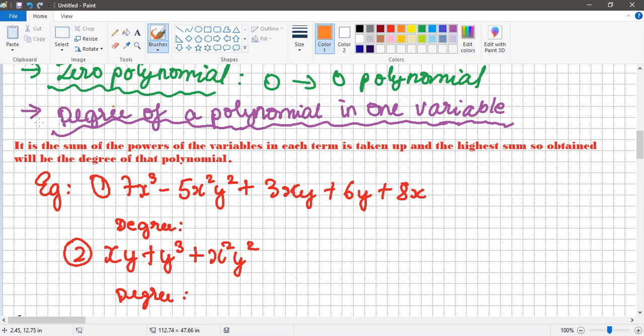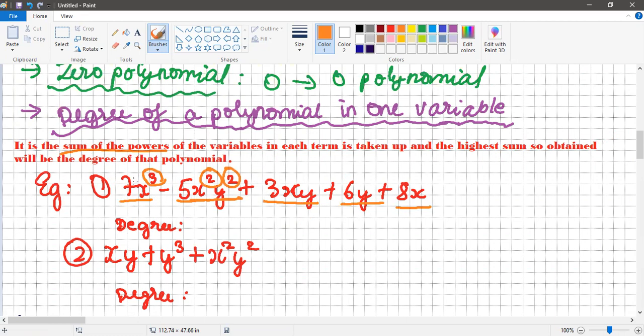Let's see that. It is the sum of the powers of the variable. Sum of the powers, right? This is the power of a variable. Here, this is 3. Here it is 2. Here it is 2. It is the sum of all these powers of the variables in each term. So this whole thing is one term, this is one term, this is one term, this is one term. And the highest sum so obtained will be the degree of the polynomial.